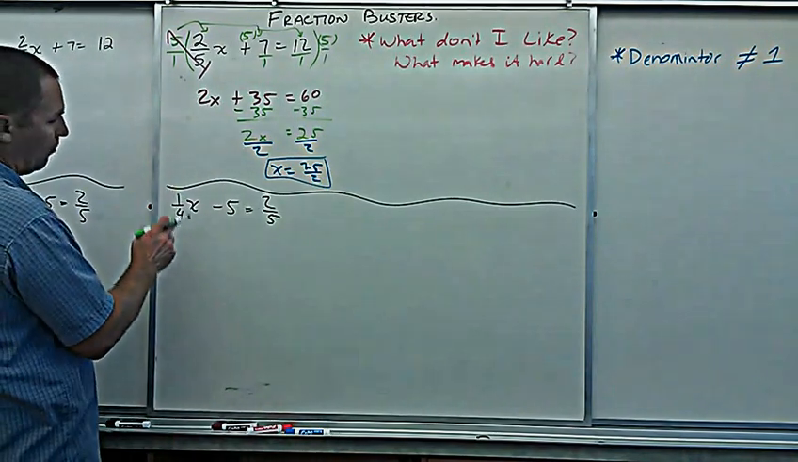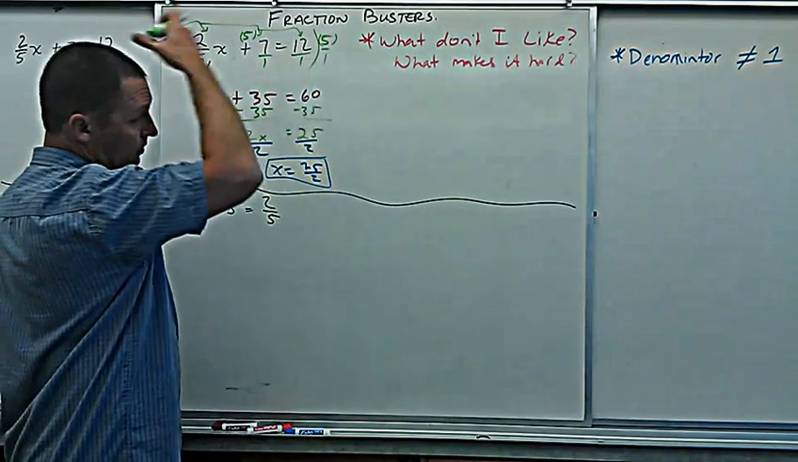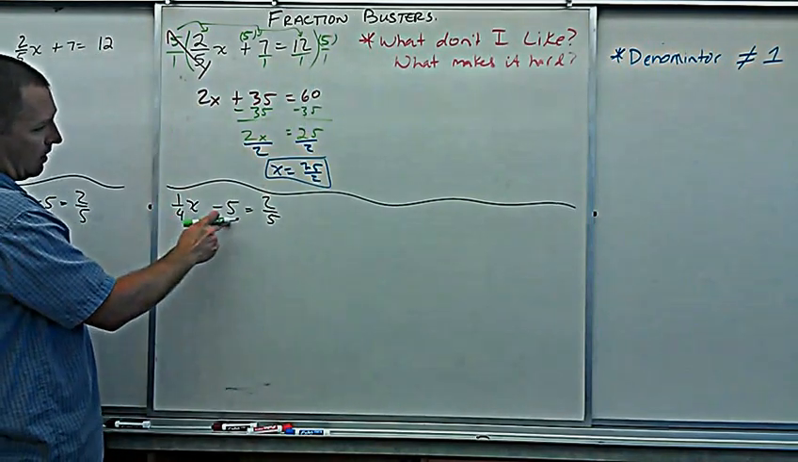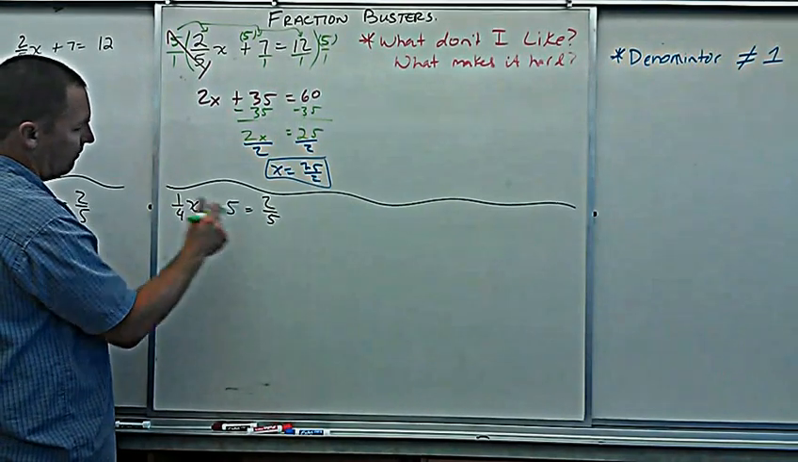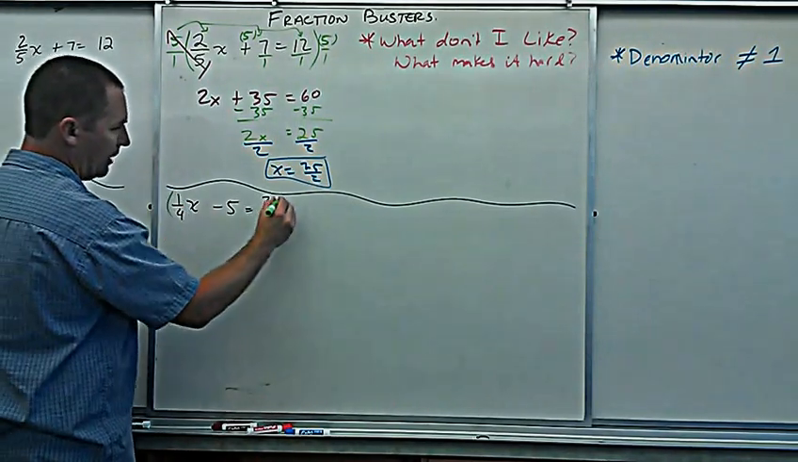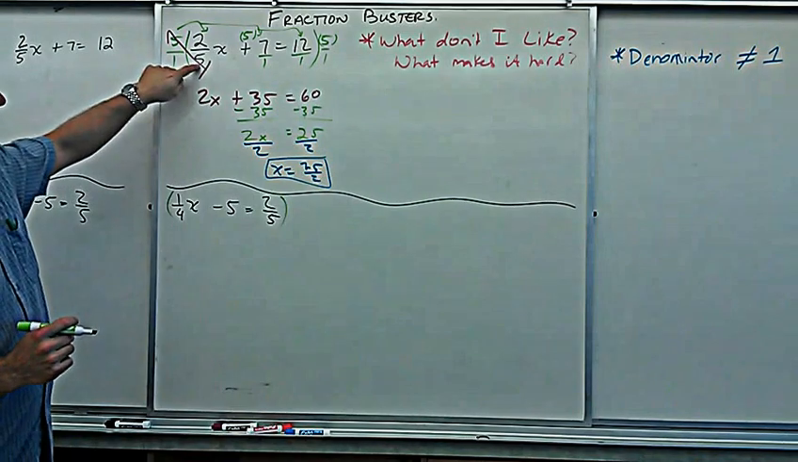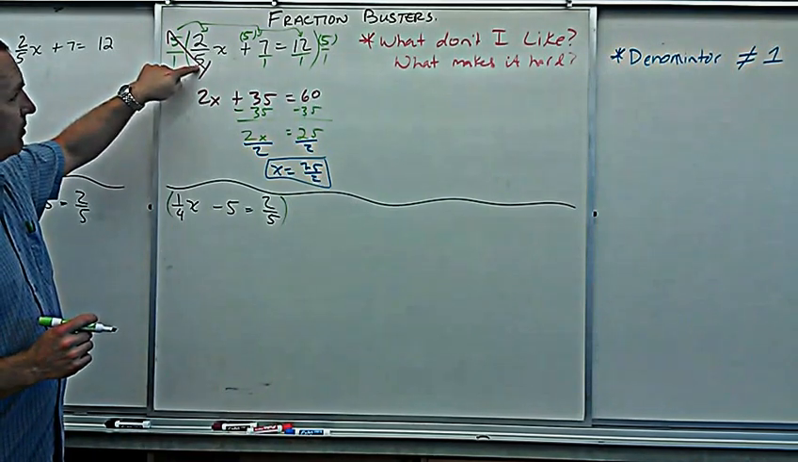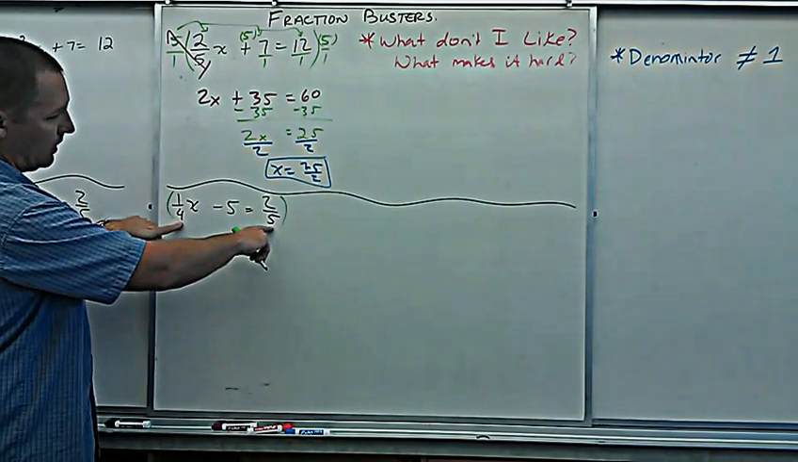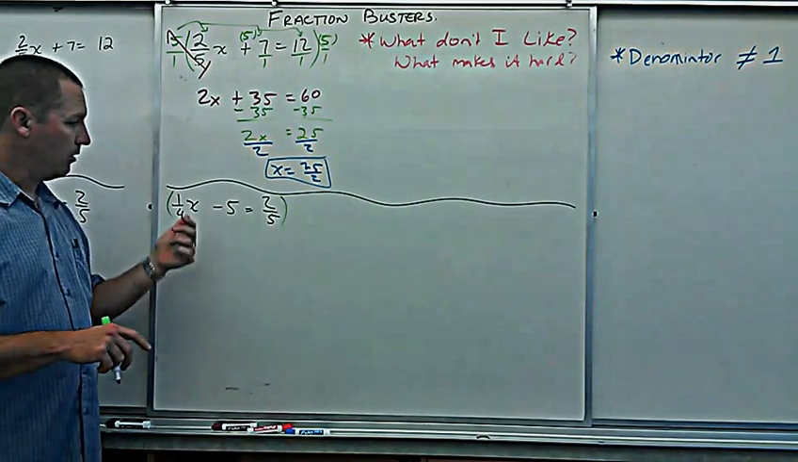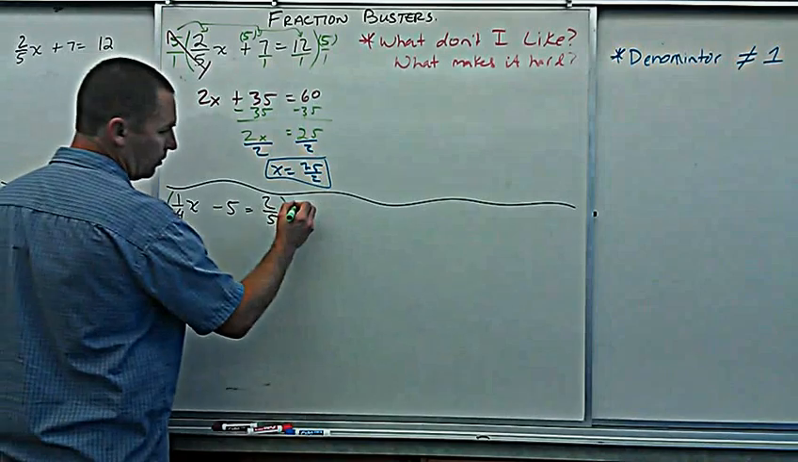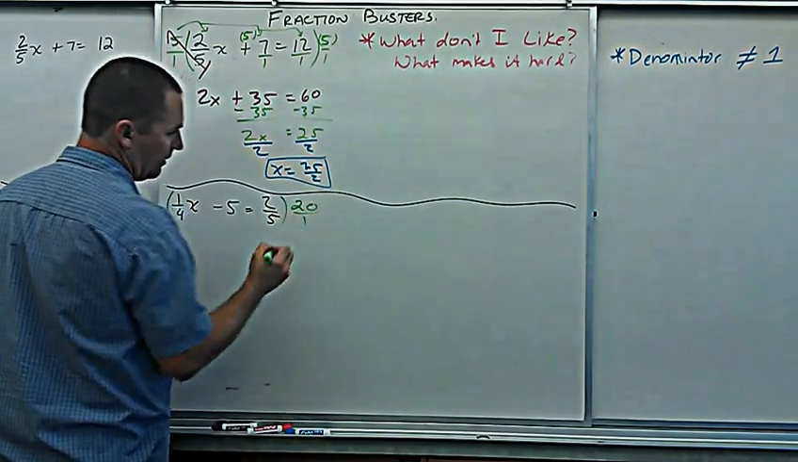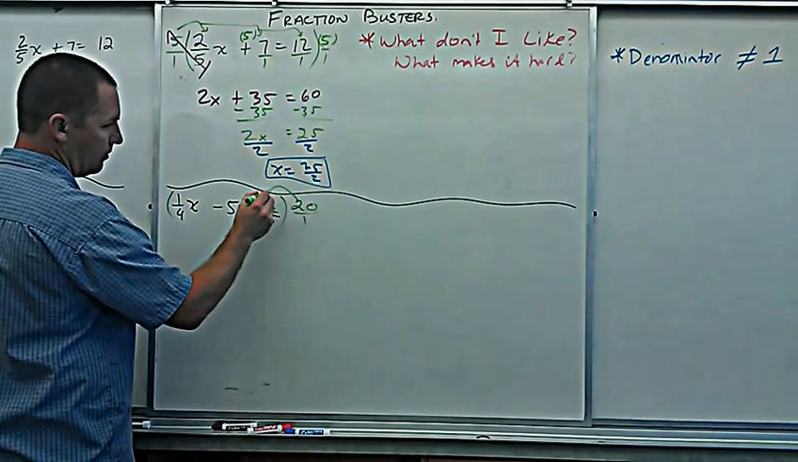So again, what makes this hard, or what don't I like about it? I don't like that I have a number other than 1 in my denominator. I don't like the 4 and I don't like that 5. So I'm going to multiply to get rid of it. But this time, where up there I only had the 1 denominator to worry about, I have to worry about both of these denominators. So I'm going to multiply by a number that will get rid of both of those denominators. And the best number for me to multiply by, of course, would be 20. That's 20 over 1. And then I distribute.